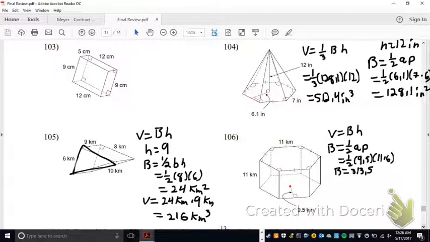So on my calculator, I go 9.5 times 66. Then I can either hit divided by 2 or times 0.5. I'm going to get the same answer. Volume then equals the area of the base, 313.5, times the height, 11, or the volume of that hexagonal prism is 3,448.5 cubic kilometers. Okay, so that's an even bigger hexagonal prism than that previous triangular prism.